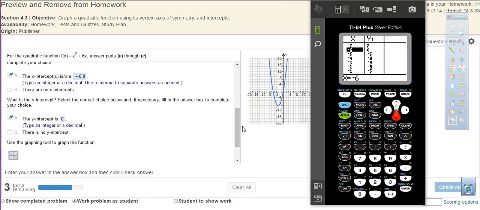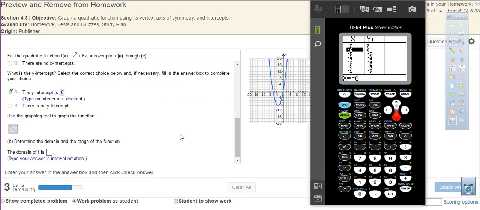So that's the process that you go through to graph one of these. And then at this point, we got a couple questions about domain and range and such. So good luck with that. Let me know if there's any questions, and go from there.